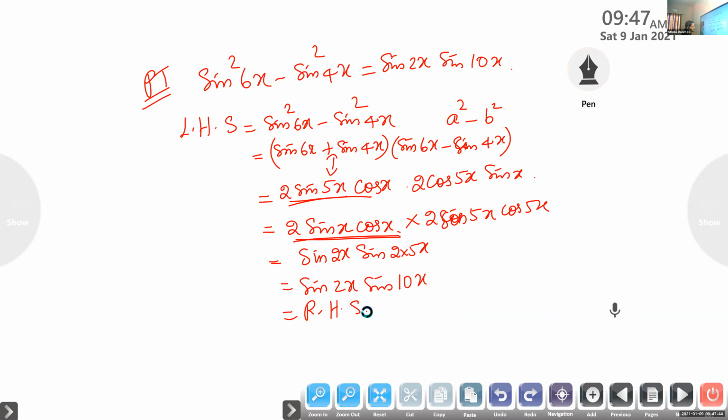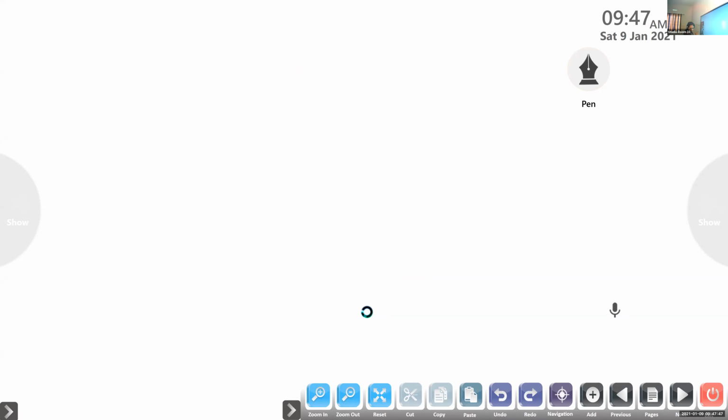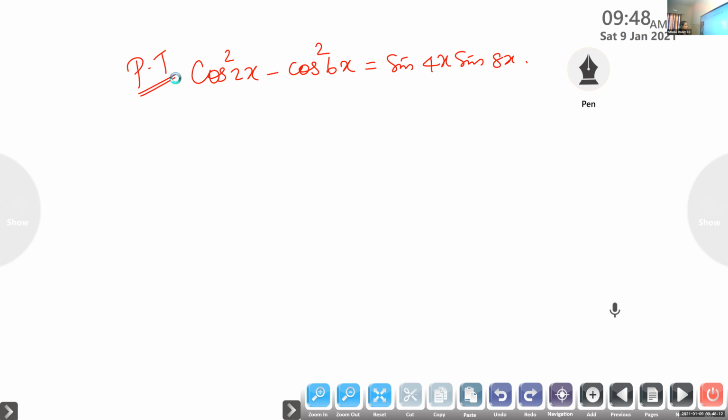Okay, now do the next question. Try this one. Prove that cos square 2x minus cos square 6x is equal to sin 4x into sin 8x. Prove this one.